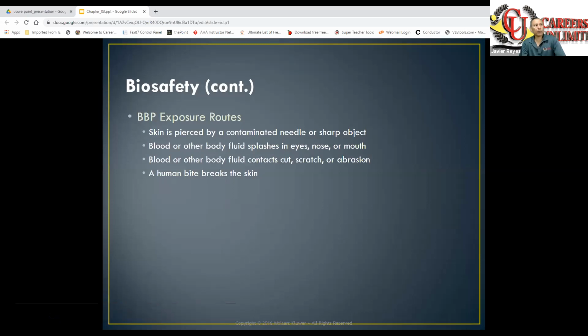Bloodborne pathogen exposure routes. We get exposed to bloodborne pathogens in many ways: through the skin, okay, like getting stuck with a needle, blood, something that gets splashed in your eyes or nose, the mouth, right? Blood or other body fluid contacts, cuts, scratches. If your skin is open for some reason and you come in contact with someone, you have a very high risk of contracting an infection. So that's why we have to wear gloves. Human bites: a patient gets upset and bites you, you might contract something like that, because hepatitis B and C could be in the saliva if they have blood in their mouth.